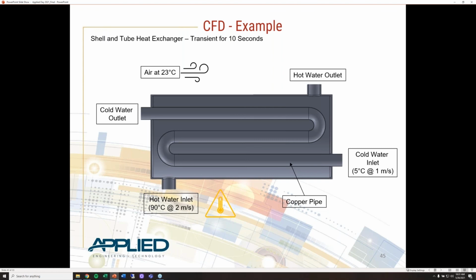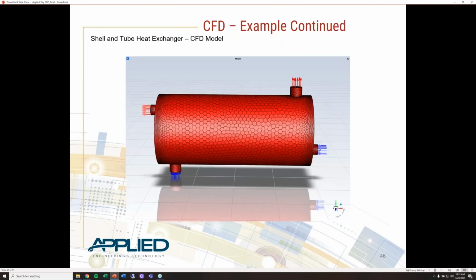And so a brief explanation of what we're doing here. We've got hot water at the inlet there, 90 degrees Celsius. We've got the hot water outlet up top, and that comprises the flow through the shell. We also have the tube portion with the cold water inlet at 5 degrees Celsius, and the cold water outlet. This heat exchanger is made out of copper, and we have air at 23 degrees Celsius outside the heat exchanger. Here is a picture of the CFD model. We can see our two inlets and our two outlets, and we have our mesh shown here.